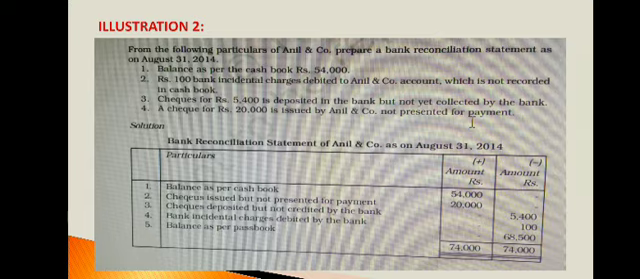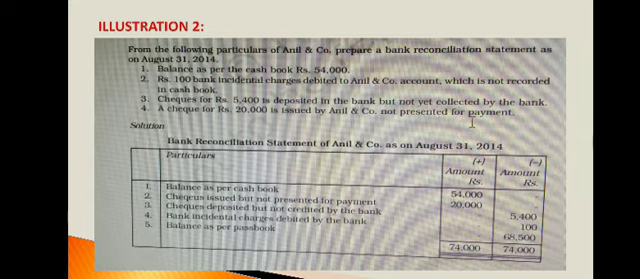The information provided to us is: balance as per the cash book rupees 54,000; rupees 100 bank incidental charges debited to Anil and Company account which is not recorded in cash book; a check for rupees 5,400 is deposited in the bank but not yet collected by the bank; a check for rupees 20,000 is issued by Anil and Company and not presented for payment.